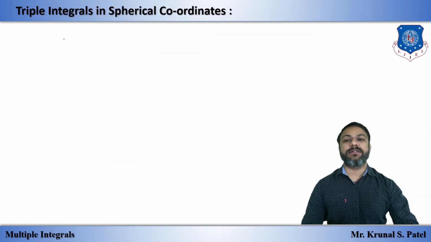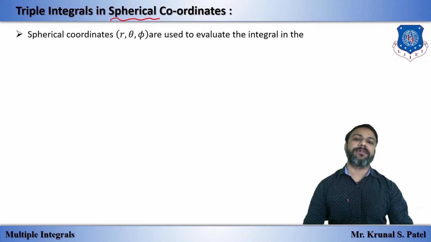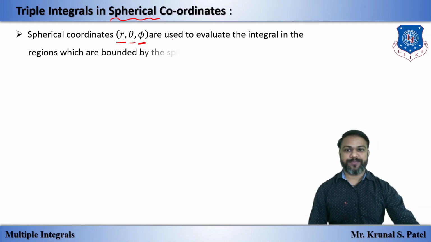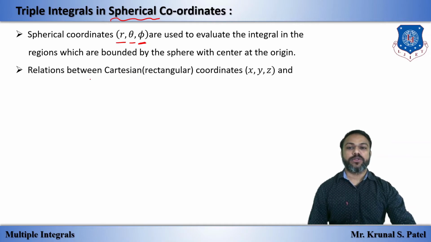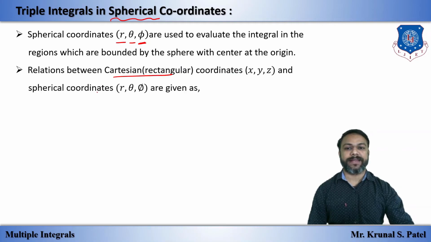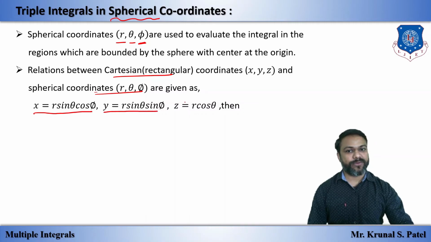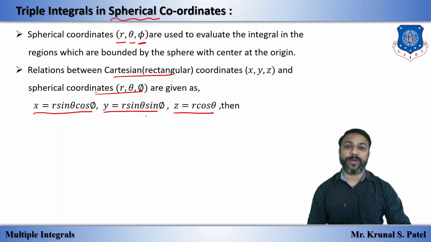Now, in the same way, we have the spherical coordinates. So how can we convert Cartesian into spherical, and which are the spherical coordinates? So r, theta and phi are used to evaluate the integral. These are the spherical coordinates. The relation between Cartesian and spherical coordinates is given by x equal to r sin theta cos phi, y equal to r sin theta sin phi, z equal to r cos theta. This is the transformation that you have to remember.